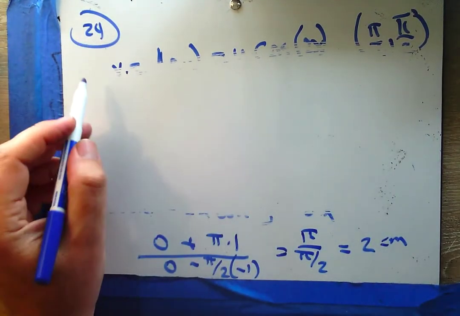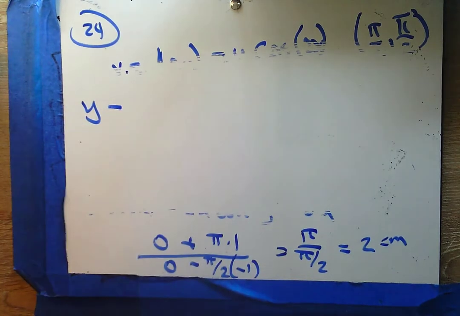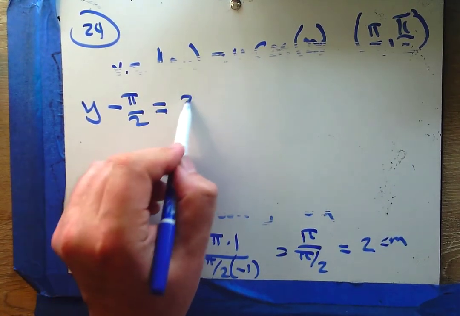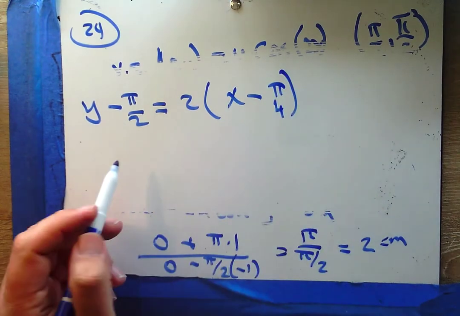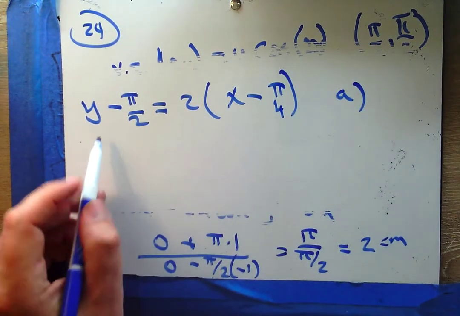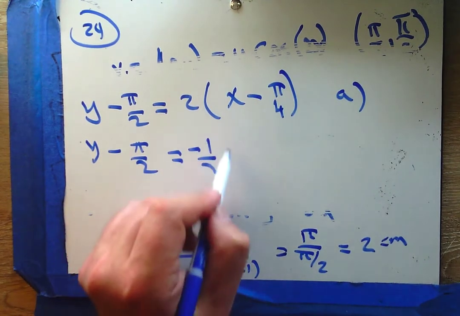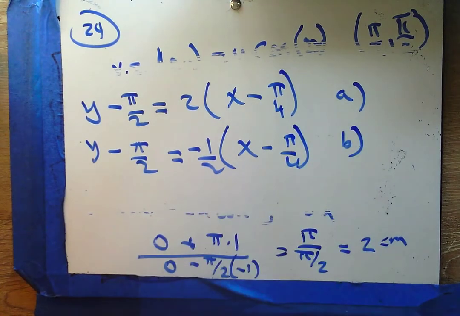convenient derivative. So then we were asked to write the tangent line, x minus, and I believe that's it, pi over 4. Yep. Pi over 2 equals 2x minus pi over 4. There's the tangent line, that's part A, and minus pi over 2 equals negative 1 half x minus pi over 4. There's my normal line.